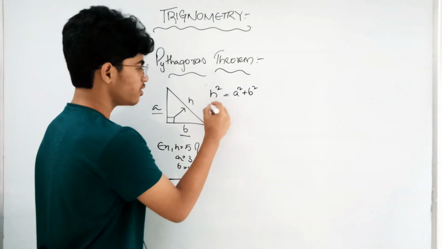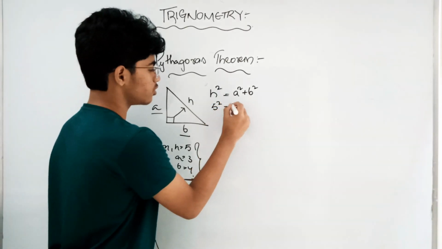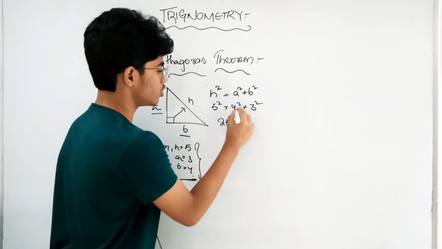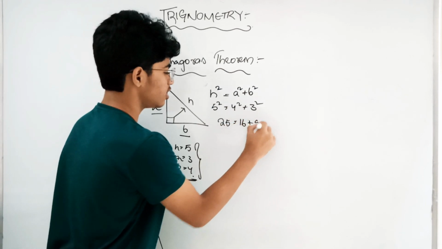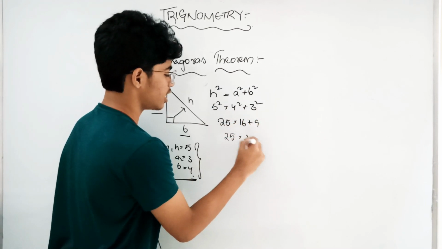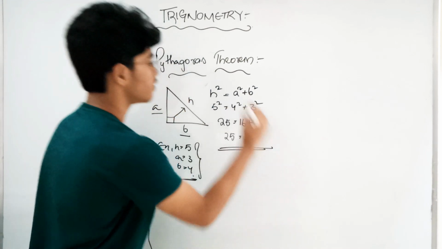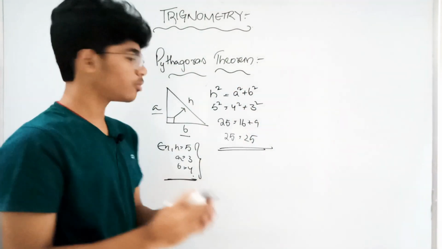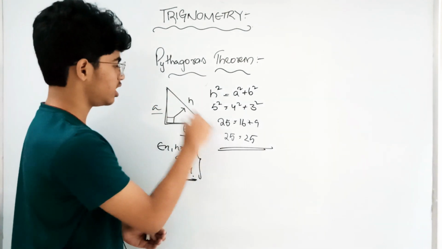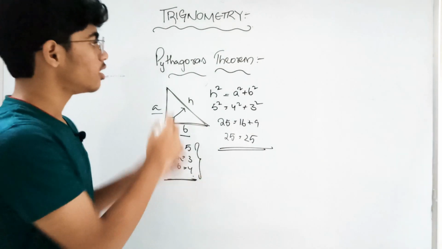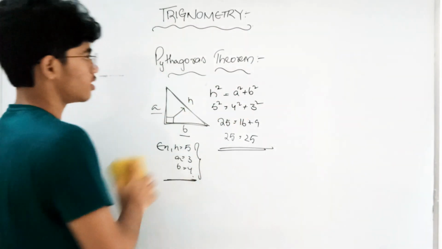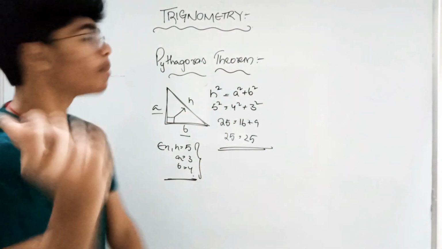So h is 5, which is 5 squared equal to 4 squared plus 3 squared. So 25 equals 16 plus 9, 25 is 25. Hence proved. We have h squared equal to a squared plus b squared. So if you take any three numbers which satisfy this for a right angle triangle, that is Pythagoras theorem. Good. So we know what Pythagoras theorem is, so let's jump into trigonometry.